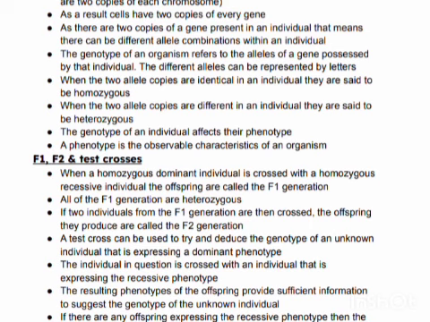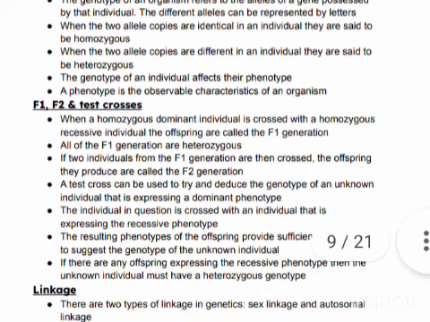The different alleles can be represented by letters. When the two allele copies are identical in an individual, they're said to be homozygous, and when those two copies are different, they're said to be heterozygous. We represent the dominant allele with a capital letter and the recessive allele with a small letter. Because they're alleles, different forms of the same gene will use the same letter.